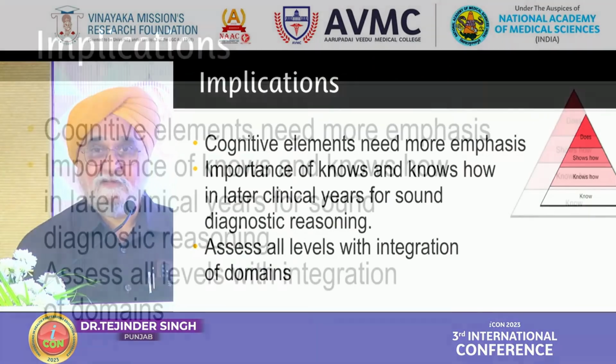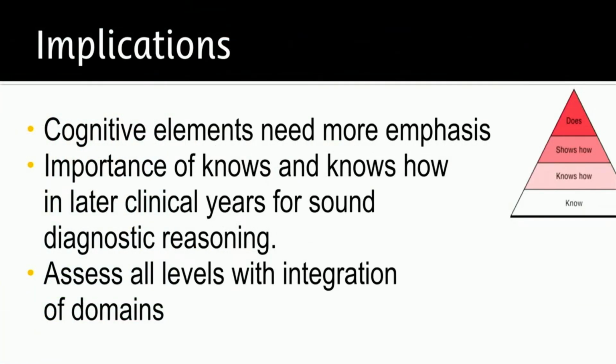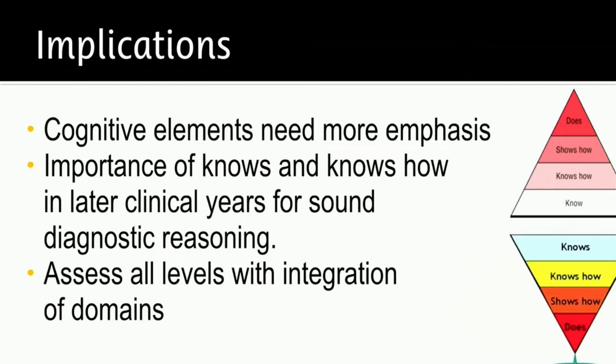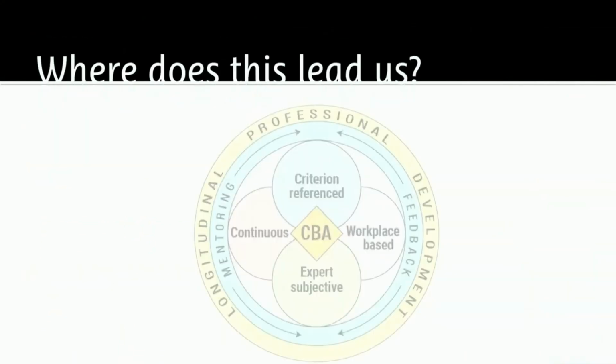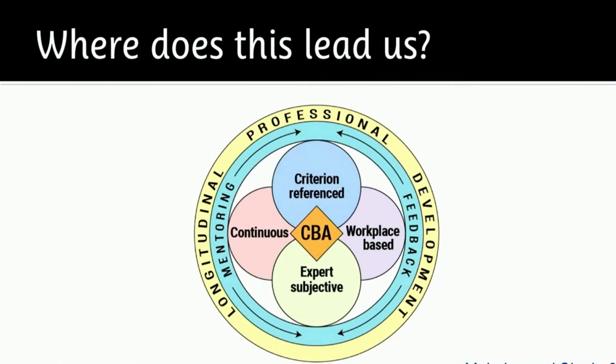In fact, what Professor Van der Vleuten has suggested is that rather than viewing Miller's pyramid like this, you invert the pyramid so that you'd have assessment from each layer to give you a better and a complete picture of the clinical competence. So where does this lead us to? Last year we had given a conceptual map of competency-based assessment based on what is already known. Of course, it has to be criterion referenced. You can't compare one student with the other. It should be continuous, workplace-based, using expert subjective judgments. But what is more important is it requires a lot of mentoring and a lot of feedback. These are two key elements which will decide the success or failure of competency-based assessment.